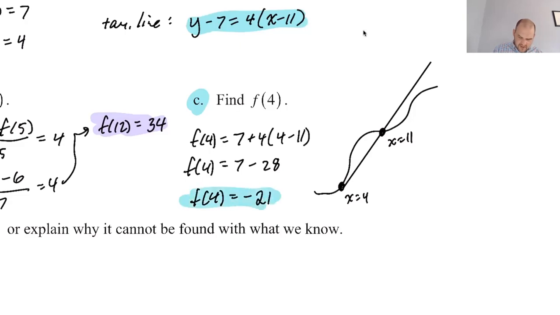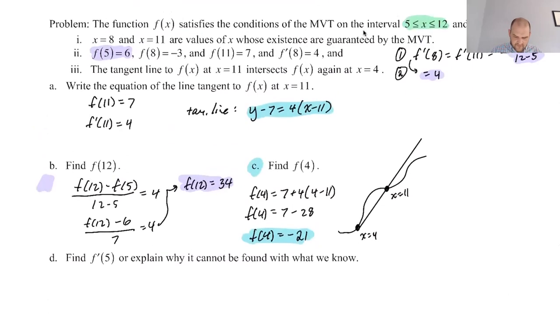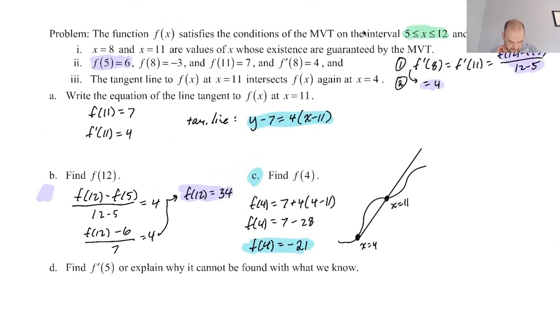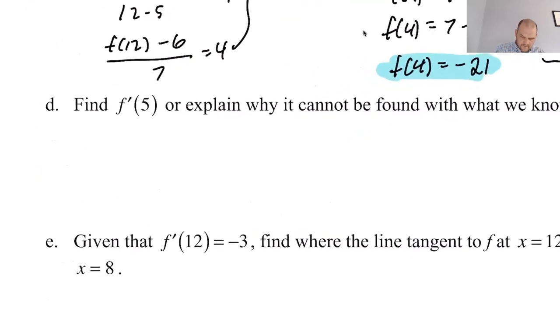This is a tricky question. It's got a lot of little nuances to it. Nothing too complicated. Find f prime of 5 or explain why it can't be found from what we know. So I know f of 5. I know the slope of the secant line through it. I know the slope at some tangent lines. There's just not enough information. So f prime of 5 cannot be found. And how do I justify that? F prime of 5 cannot be found.